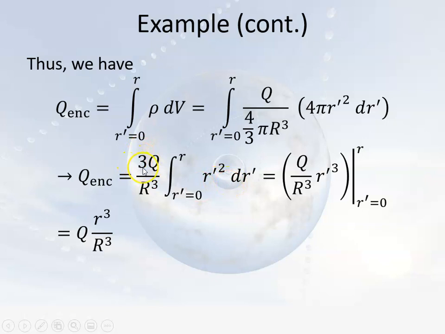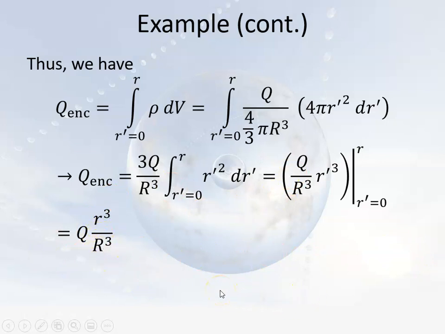Where do I want to go to? Well, we want to know how much charge is inside of our Gaussian sphere of radius little r, which means we are adding up all the shells going from little r prime equals 0 all the way out to little r prime equals little r. And when you do that, you get big Q times little r cubed over big R cubed.